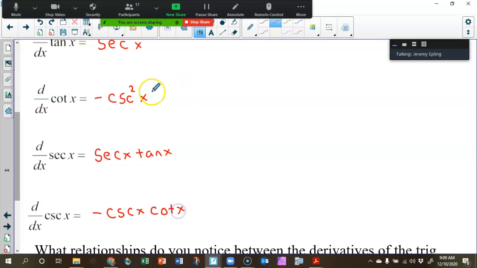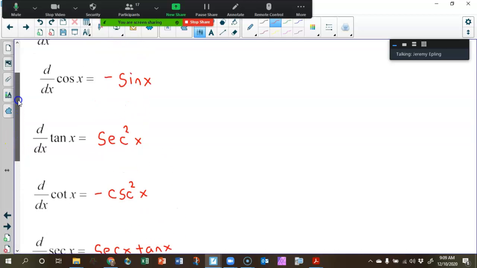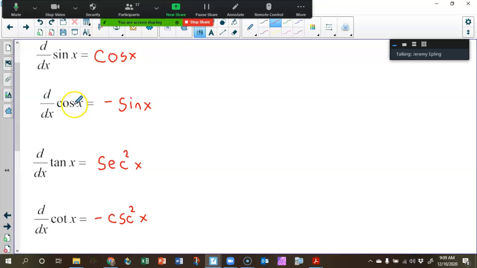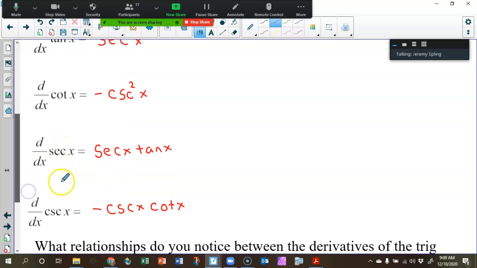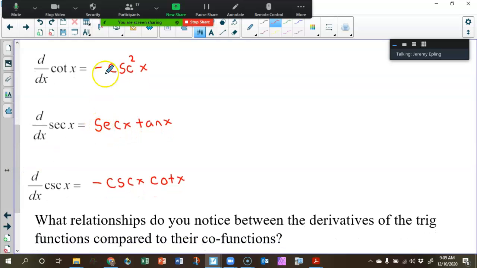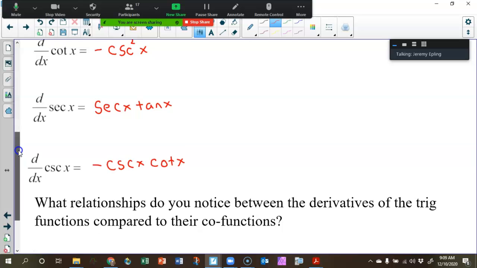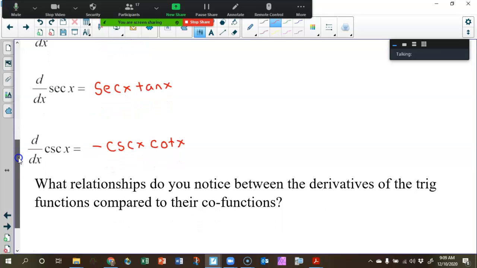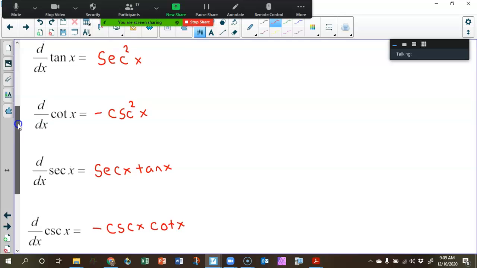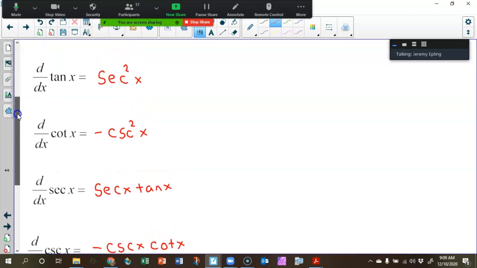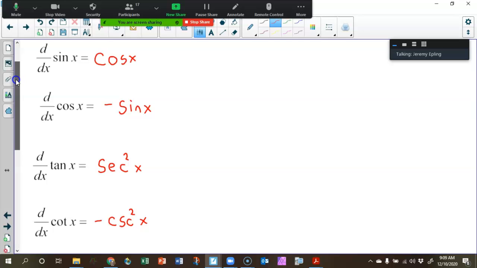Now, I want you to notice something about these 6 trig functions and their co-functions. Right? Sine and cosine are co-functions. Tangent and cotangent are co-functions. Secant and cosecant are co-functions. What do you notice about the derivatives of those co-functions? So again, your chance to speak. What do you notice? The derivative of tangent and cotangent. The derivative of secant and cosecant. The derivative of sine and cosine. What do you see?